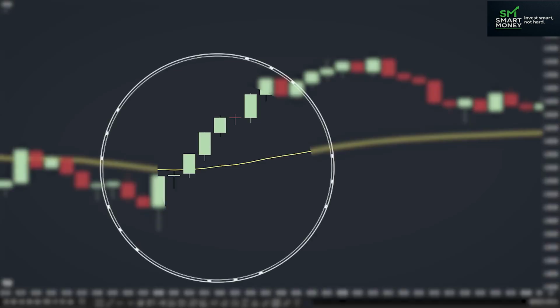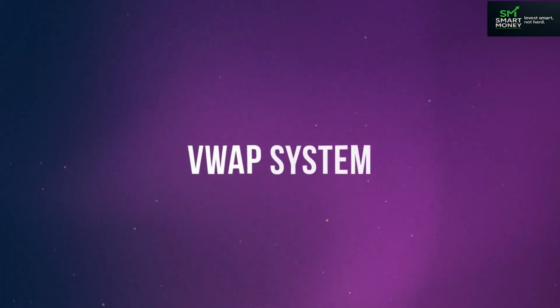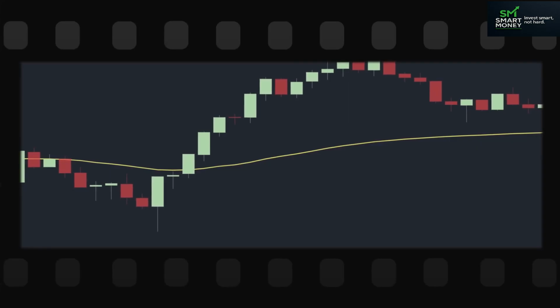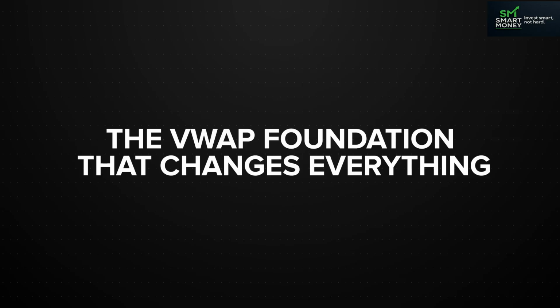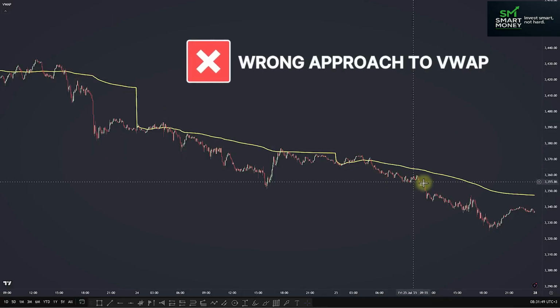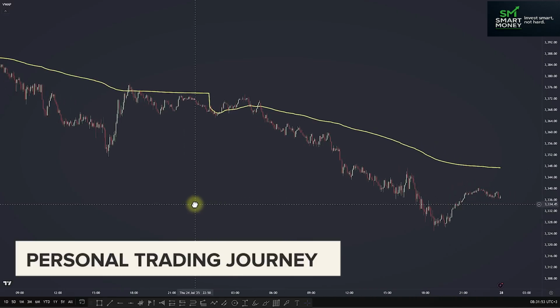If you want to trade with the same edge that bank traders use to move millions of dollars without losing money, I'm revealing the VWAP system that acts as their secret roadmap for every major market move. You've been looking at VWAP completely wrong this entire time. I know because I made the same mistake for years.